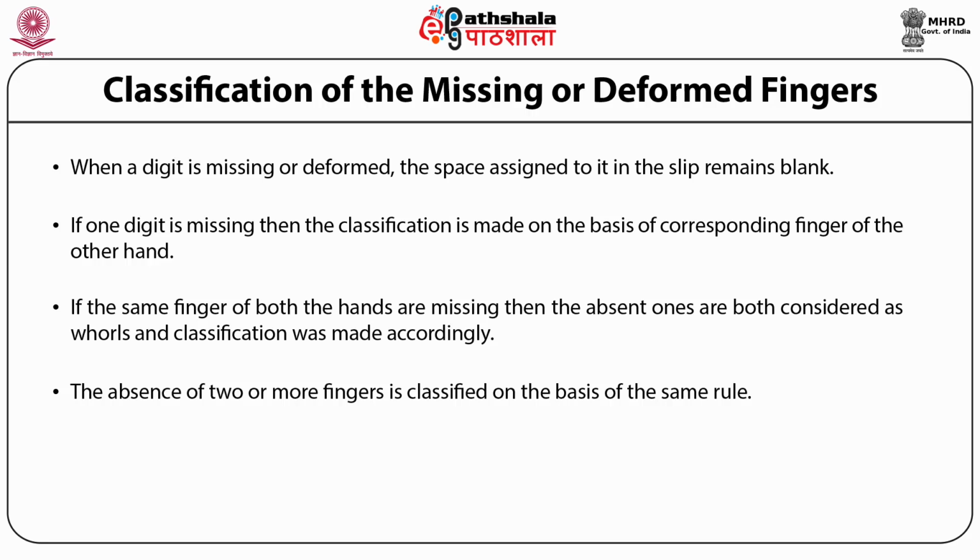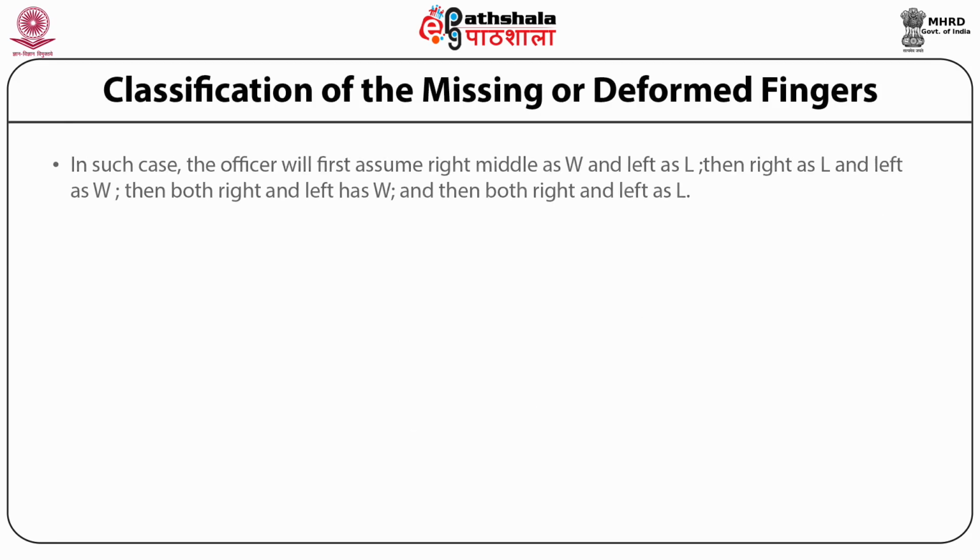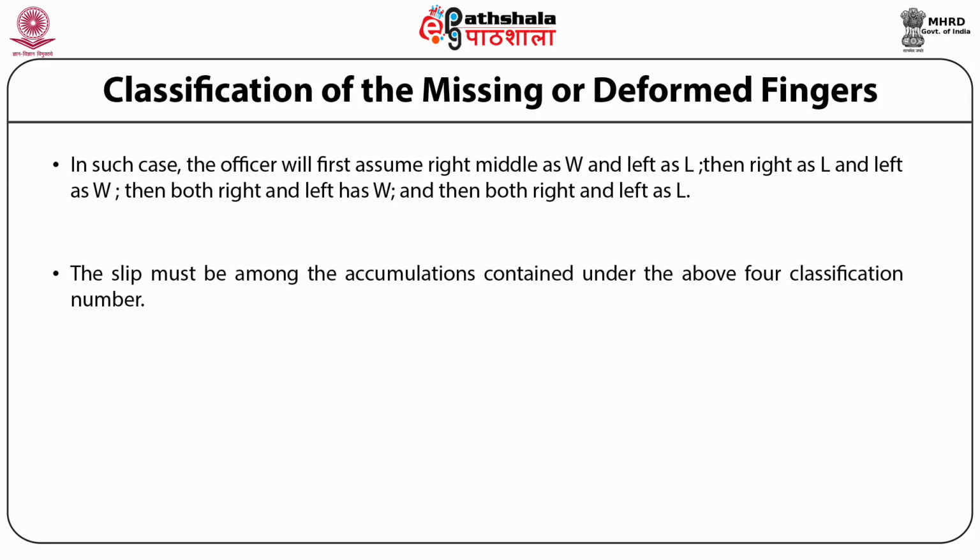We assume that both the middle fingers of a person are missing and the marking will be denoted as capital W divided by capital L, or capital W, capital L by capital L, or capital W by capital L. In such a case, the officer will first assume right middle as capital W and left as capital L, then right as capital L and left as capital W, then both right and left as capital W, and then both right and left as capital L. The slip must be among the accumulations contained under the above 4 classification numbers.